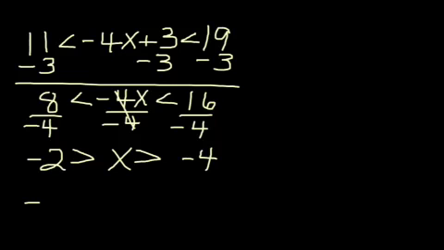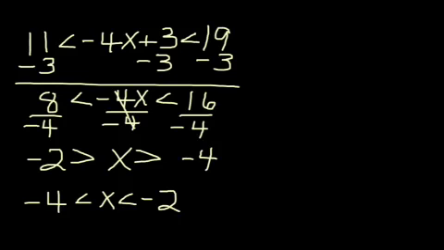And usually I wouldn't leave it written that way. I would go ahead and turn the whole problem over, flip it over, and make it negative 4 less than x less than negative 2. Reading, x is between negative 4 and negative 2. And we've solved that compound inequality using "and".